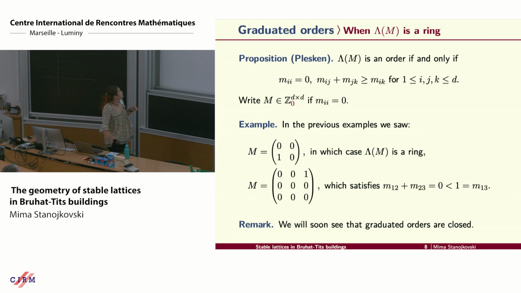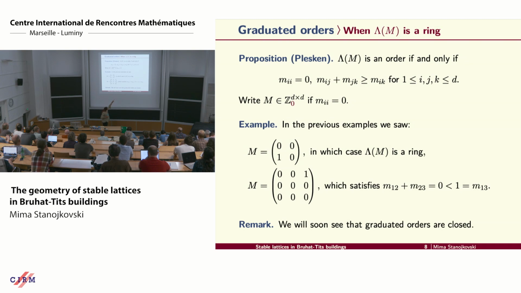And so if we look back at the examples that we saw, the very first example with the lambda 1 had that defining matrix, 0, 0, 1, 0. And in that case, we did have a ring. While the example that I showed you where the lambda m wasn't a ring had valuation matrix, this second m. And you see that if you compare indices 1, 2, 2, 3, and then 1, 3, that inequality is not satisfied because the sum of m1, 2 with m2, 3 is 0, while m1, 3 is 1.